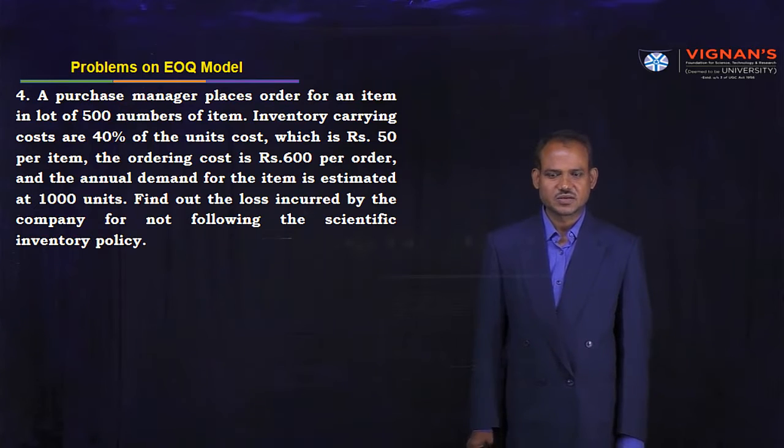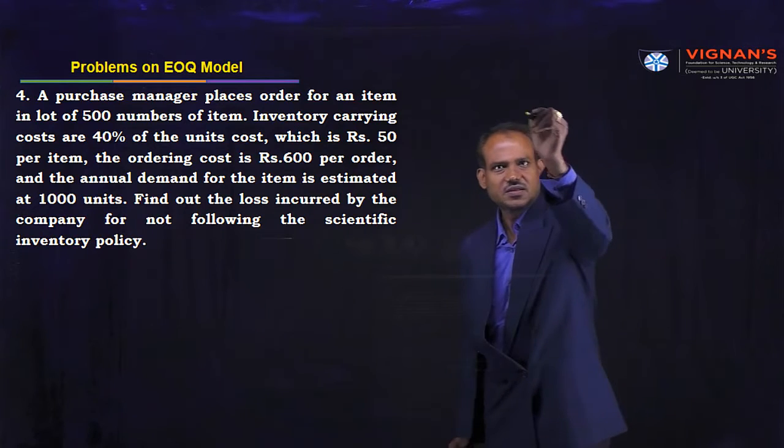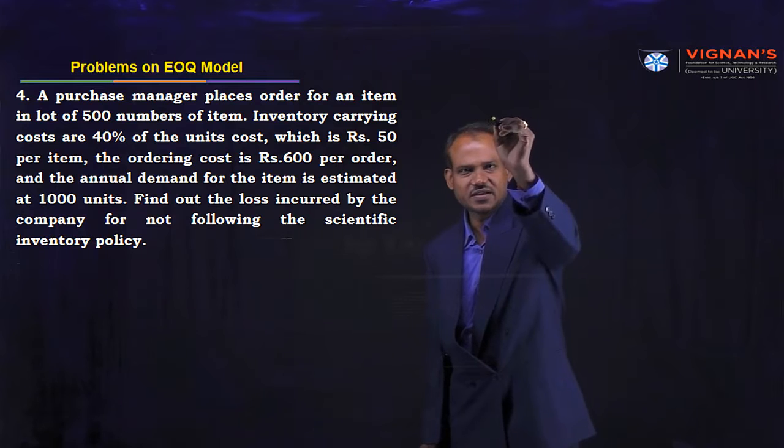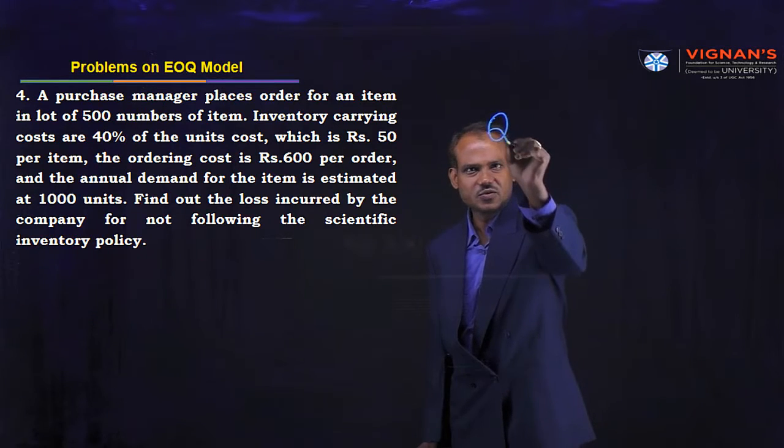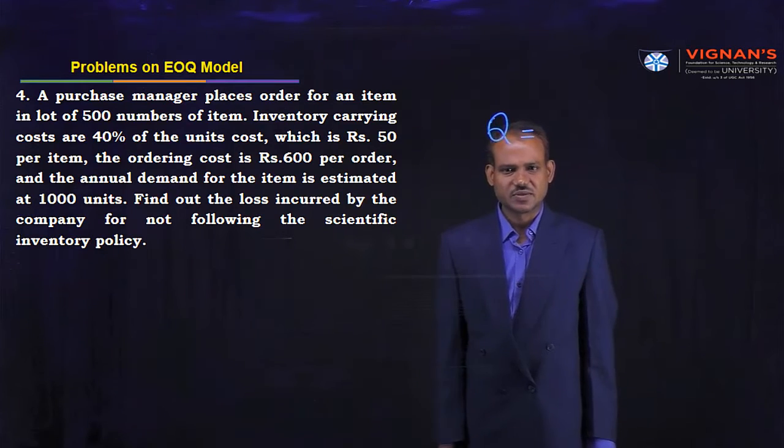Next, coming to the fourth problem. This is the problem on EOQ model. First, read the given problem. A purchase manager places order for an item in lot of 500 numbers of item. From this statement, we can observe that a purchase manager places an order for the material. That means symbolically I am writing it as Q. Q is the quantity ordered. Randomly he is making orders.